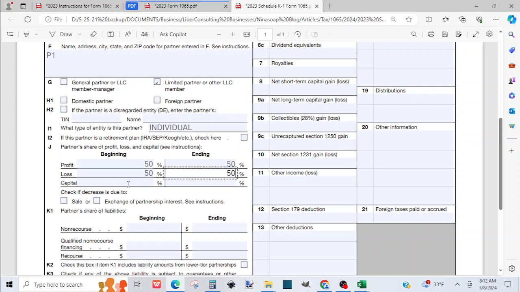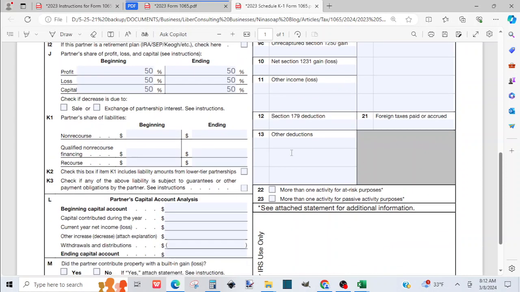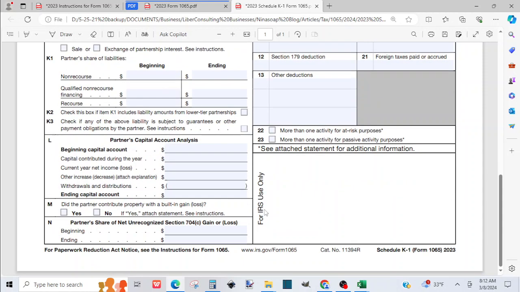Based on that, you'll distribute the profit or the loss of the business. And there is no decrease, so we are going to keep it like that. We don't need to complete this section if it's not related to us. Schedule K2, Schedule K3, Part L, we are not required to complete, so we are going to leave it. Did the partner contribute property? No. And partner share of net unrealized, we'll leave it alone.